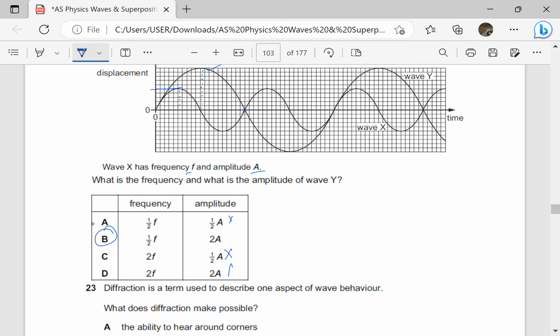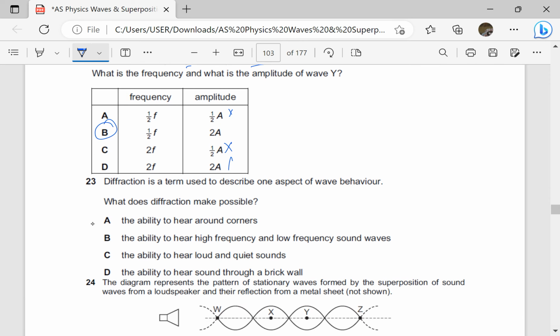which therefore makes our answer to be B. Diffraction is a term used to describe one aspect of wave behavior.